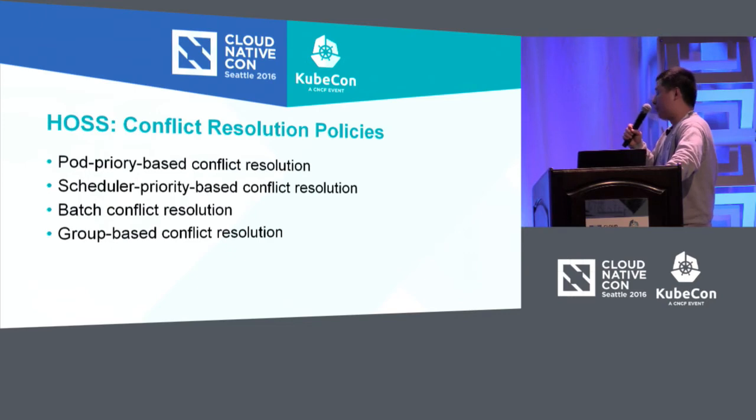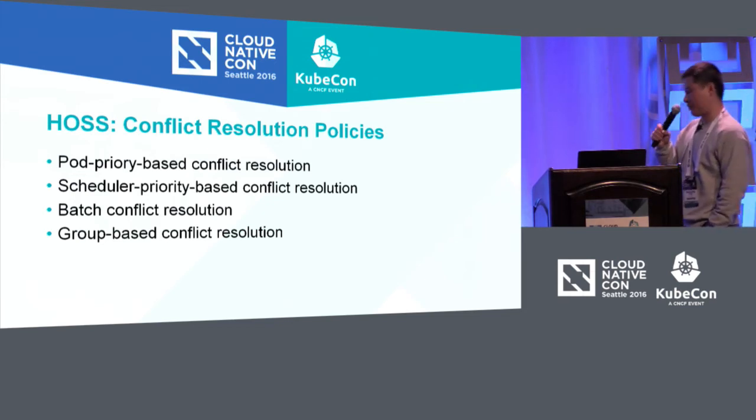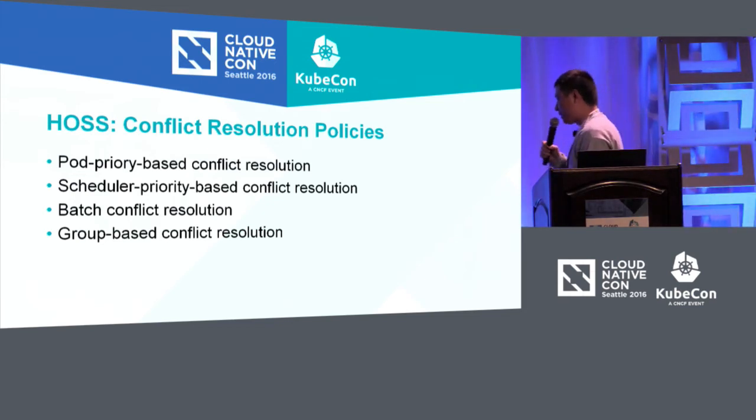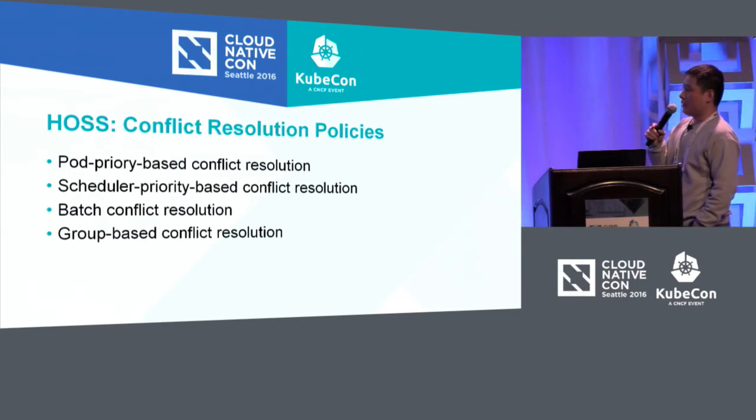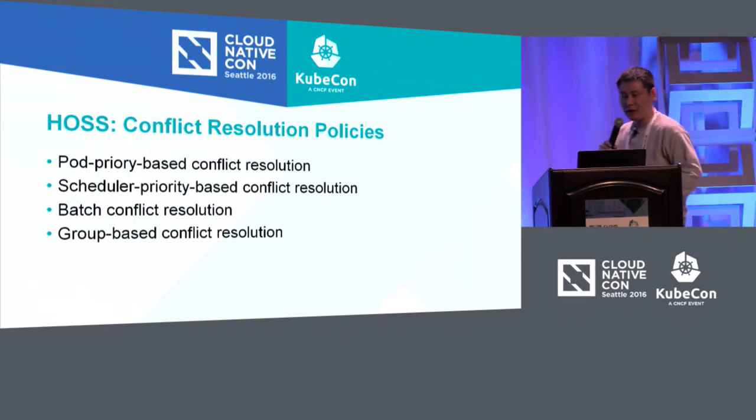We also provide a rich policy control on conflict resolution. First is pod priority-based conflict resolution. Each pod is associated with a priority field, and accordingly, each binding request has a priority, which is the pod priority. We will first process binding requests that have a higher priority, because the earlier binding request is processed, the more possible it's being accepted.